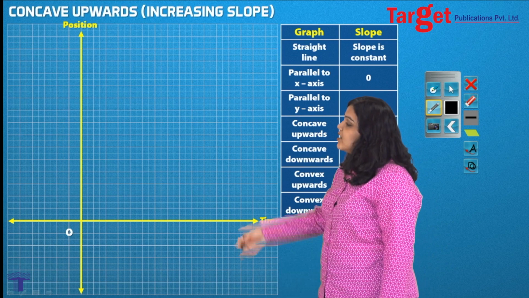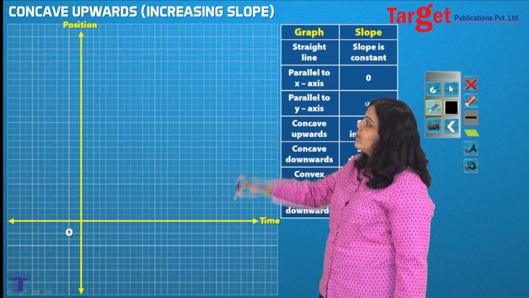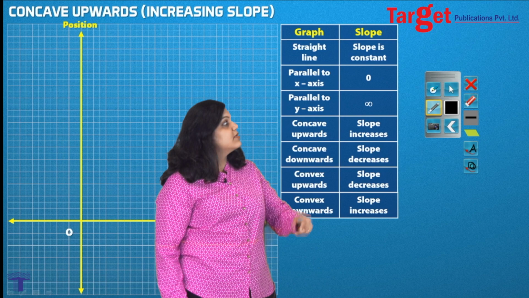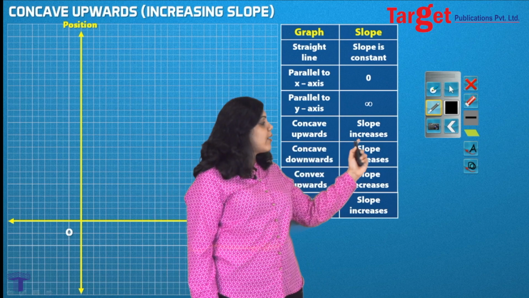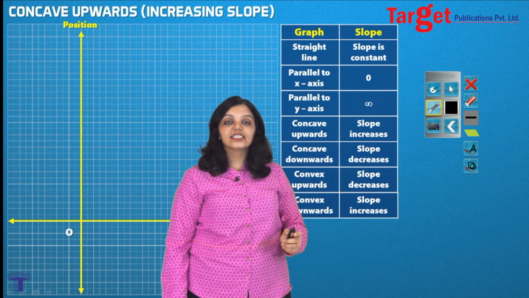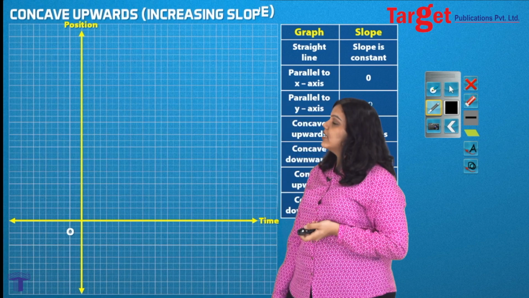Let's take a look at some curved graphs. Here I have a concave upwards graph, and remember from our table here, every time you have a concave upwards graph, your slope increases, from the analysis that we did in the beginning of this video.